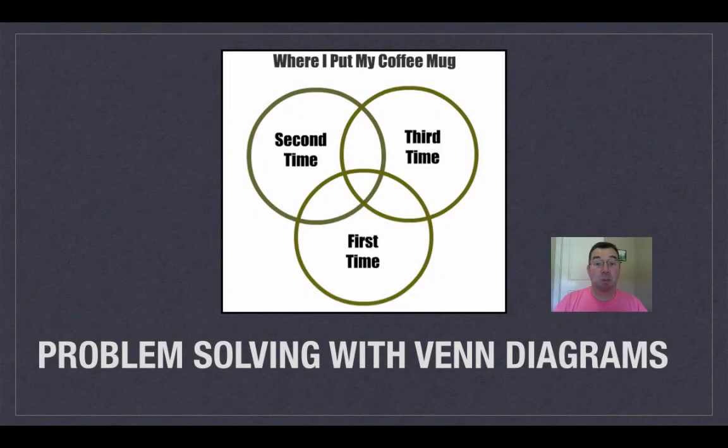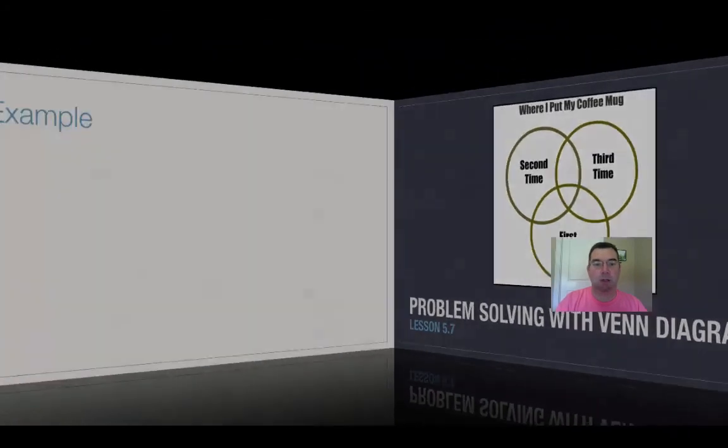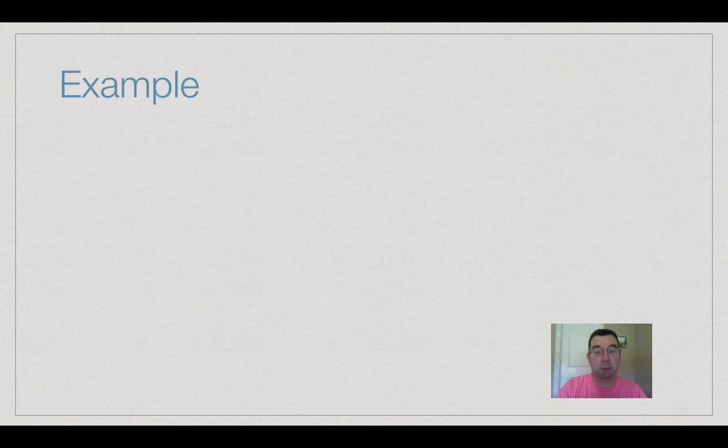Hello again. We are moving on in our talk about Venn diagrams, and as promised, we are going to solve some problems using those Venn diagrams. This is lesson 5.7, so here we go. We're going to just go through a couple of examples. One's going to be relatively easy, and then the second one's going to be a little bit harder.